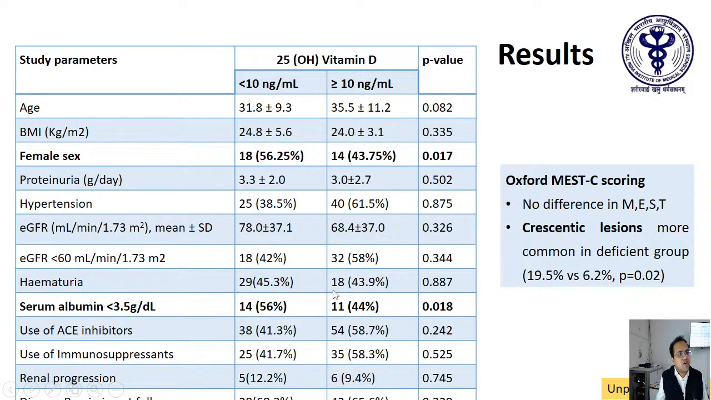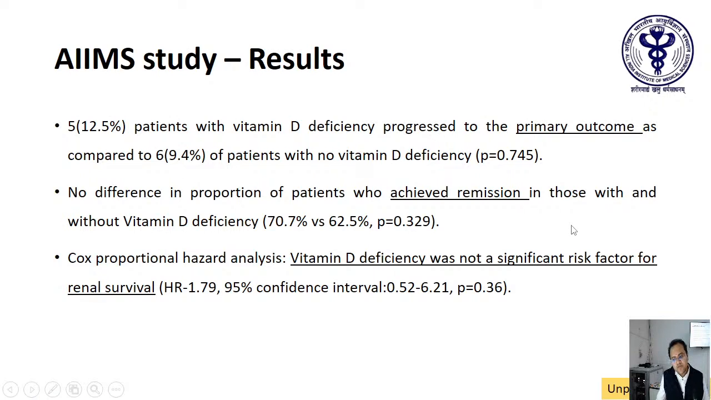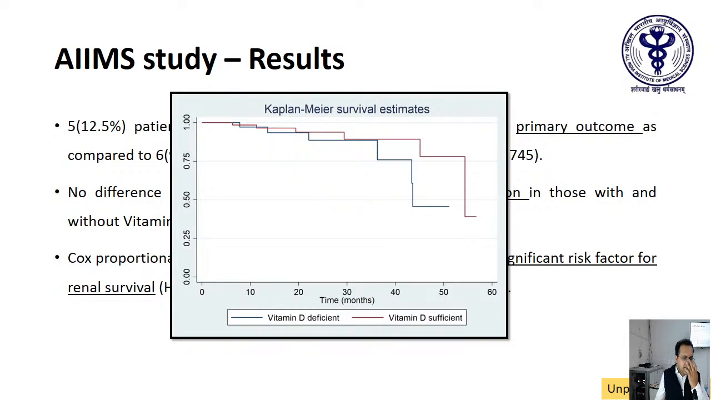With regard to the histological parameters, the crescentic lesions were more common in the deficient group. None of the other parameters in the MES scoring were significantly different between both the groups. With regard to outcomes, both renal disease progression as well as remission, it was not statistically significant between those with and without vitamin D deficiency. And it was seen that vitamin D deficiency per se is not a significant risk factor for renal survival.